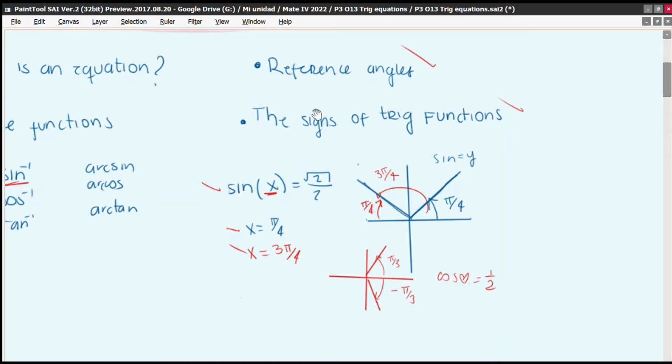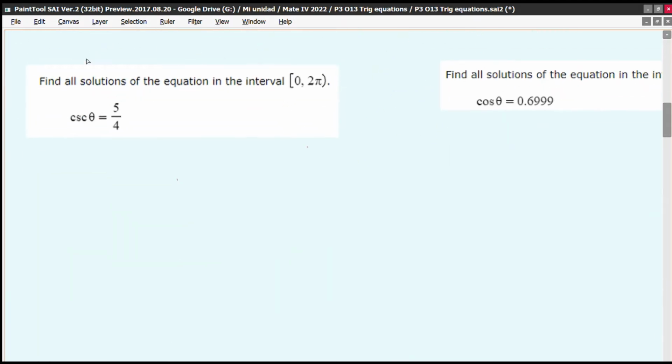So let's go deep into that. I'm being asked to find all solutions for this equation. Remember, finding a solution of the equation means finding the value for the variable, in this case theta. So let's think about first, let's think about where this function lives. So this is an angle theta such that cosecant of theta is 5/4.